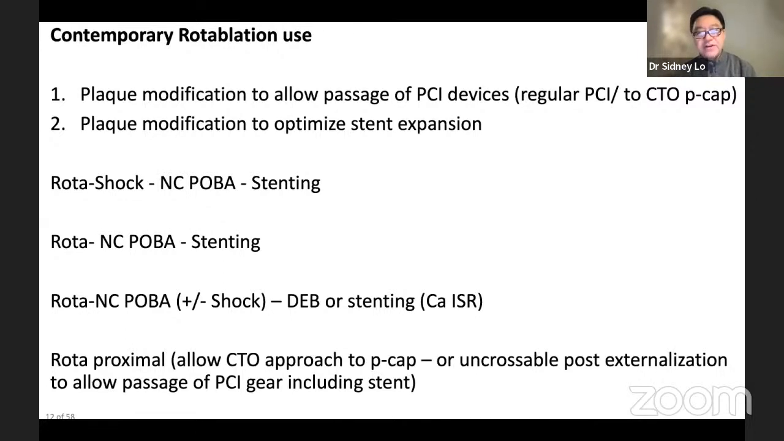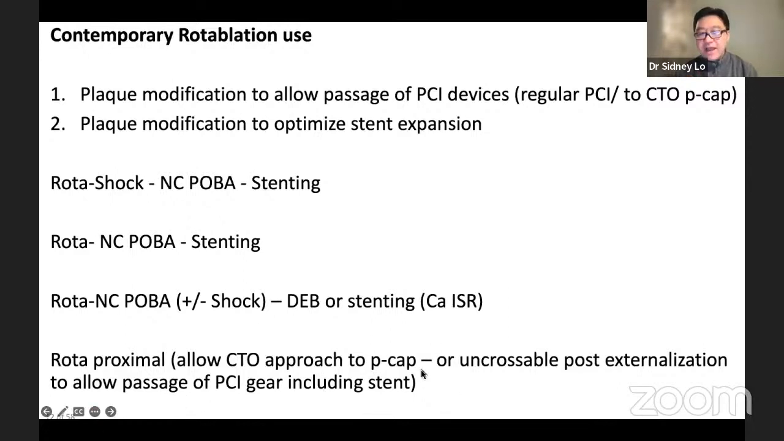Contemporary rotational atherectomy use, therefore, is really to allow you to get PCI equipment down and to facilitate even the proximal cap approach if you have difficulty passing equipment. The plaque modification may help to optimize stent expansion. So these combinations we're seeing now very often: Rota, shockwave, NC ballooning, and stent. Now, I didn't put imaging runs in between, but you should be imaging as well. Rota, NC POBA, and a stent. Rota, NC POBA, plus or minus shockwave, drug-eluting balloon, or stent. And that may be more likely in the calcified in-stent restenosis.